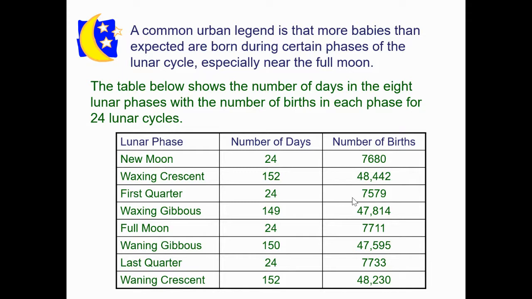Same thing with animals. If you've had animals and you're waiting for them to have their baby, you may watch them a little bit more closely on a night that's a full moon. So the purpose of this example is to see, is there any truth to that, or is it just urban legend? The table below shows the number of days in 8 lunar phases and the number of births in each phase for 24 lunar cycles, which is almost 2 years. A lunar cycle is about a month.